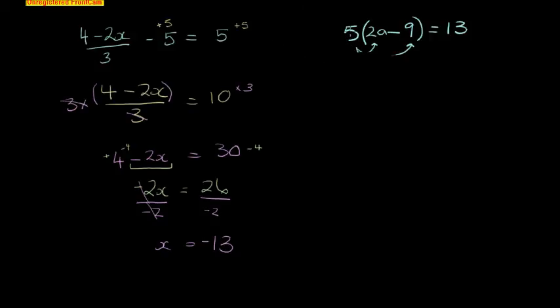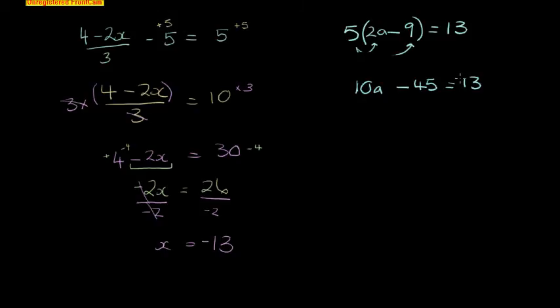So to expand the brackets, 5 times 2a gives us 10a. 5 times negative 9 is negative 45. And it's still all equal to 13. So we haven't done anything to both sides. We haven't done any inverse operations. We've just so far simplified the left-hand side of our equation by expanding the bracket.